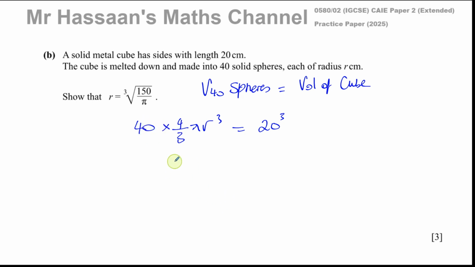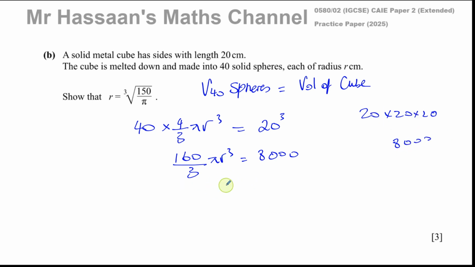Now, 40 times 4 is 160. So you have 160 over 3 times pi r cubed equals 20 cubed, which is 20 times 20 times 20. That gives you 8 and 3 zeros. So it's 8,000. As we know, 20 times 20 times 20: you have 2 times 2 times 2, which is 8, and you have 3 zeros, so 8,000.